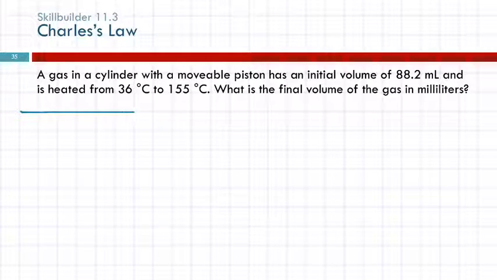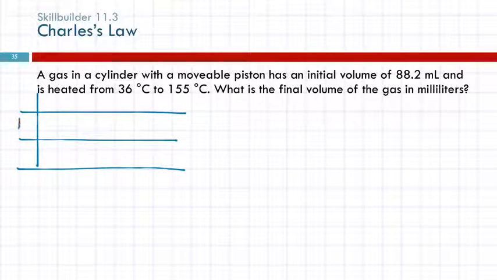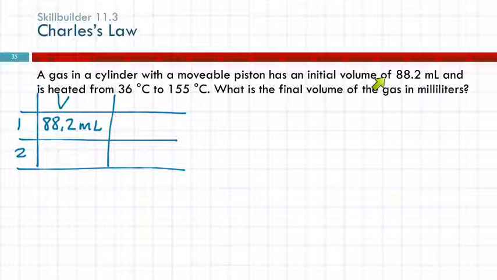Well, again, we're going to need a table to collect the numbers. So we have a volume of 88.2 milliliters. That's a volume. It says this is an initial volume. It's heated from 36 to 155. So the 88.2 goes with the 36. And the other temperature is 155.